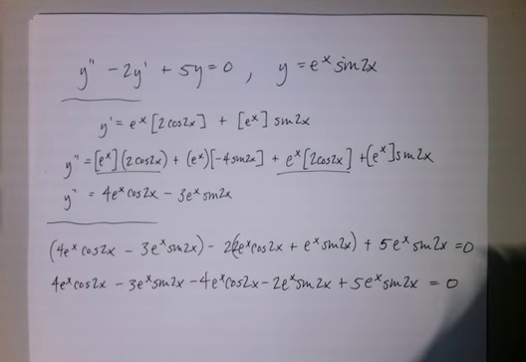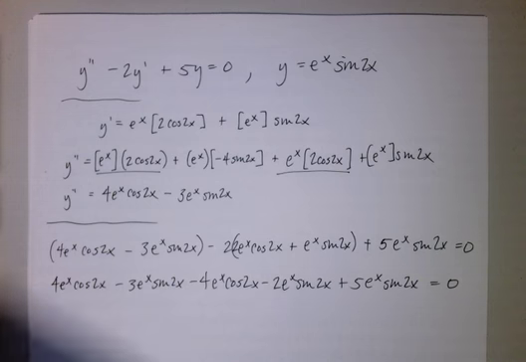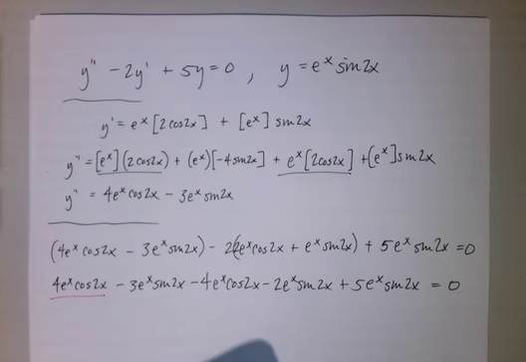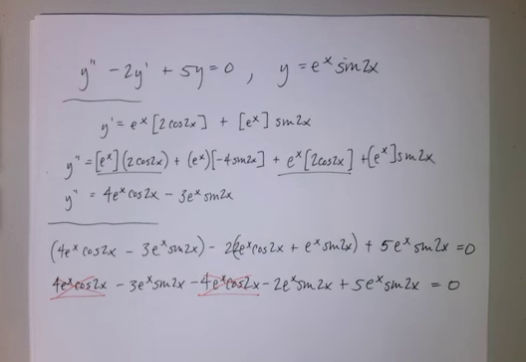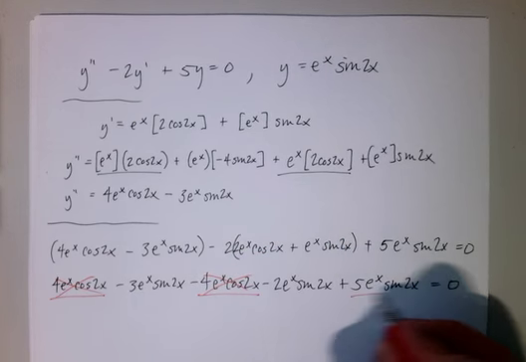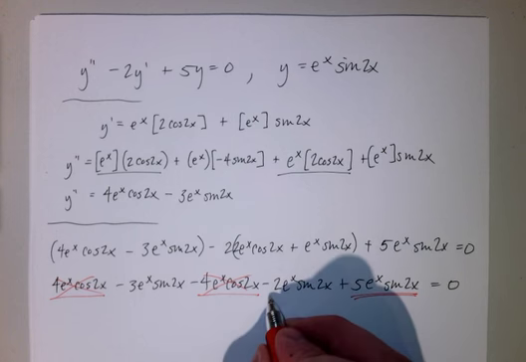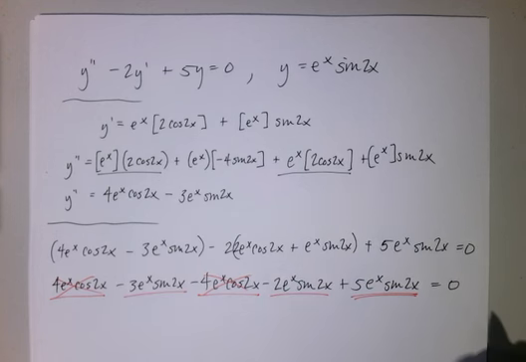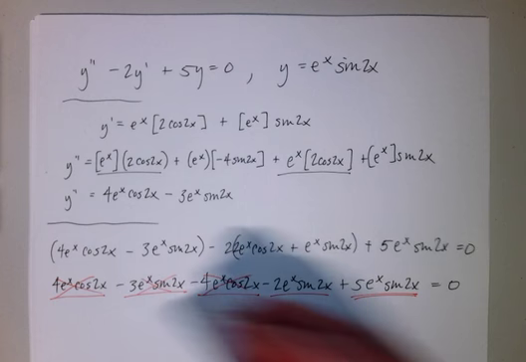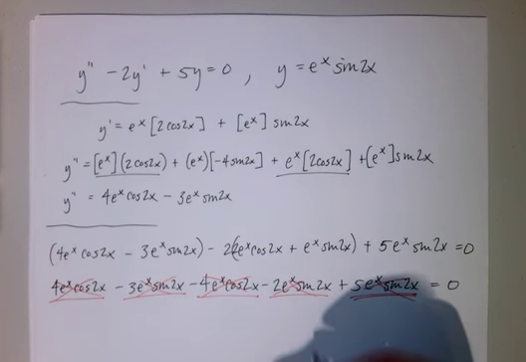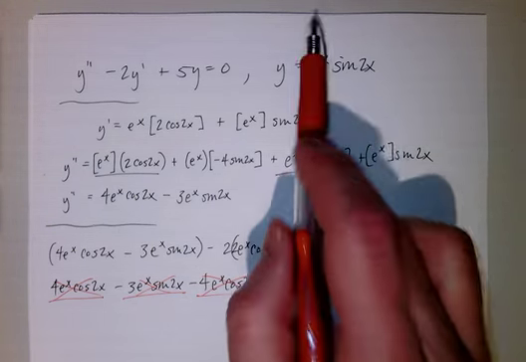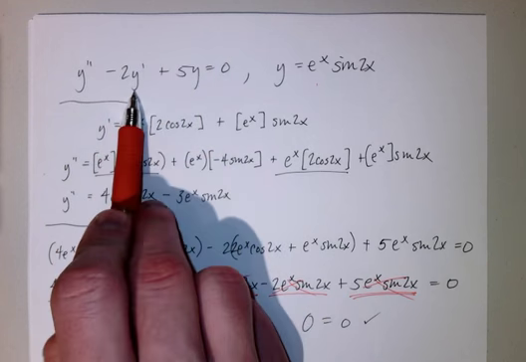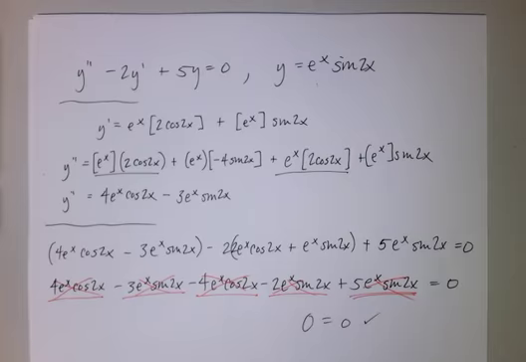And there you go. Now, 4 e to the x cosine 2x, -4 e to the x cosine 2x. Negatives of each other cancel out. +5 e to the x sine 2x, and then -2 and -3 make a -5 e to the x sine 2x. Boom, boom, boom, and I get 0 is equal to 0, and cha-ching! I have confirmed that this equation is a solution to that differential equation. I'm so proud of me.